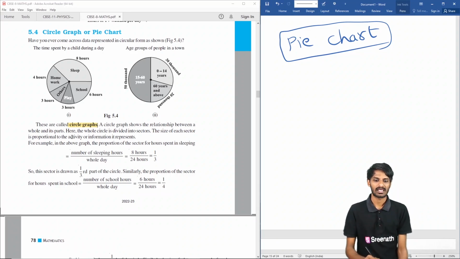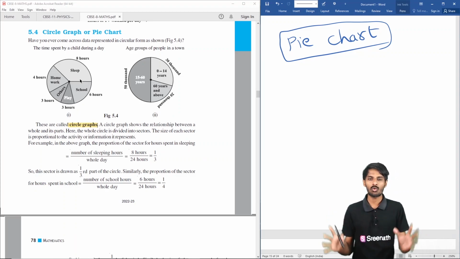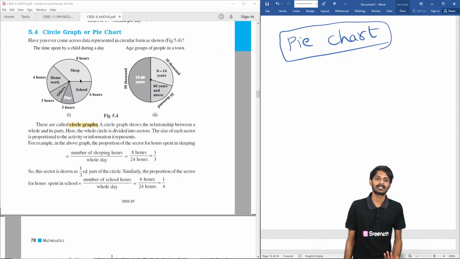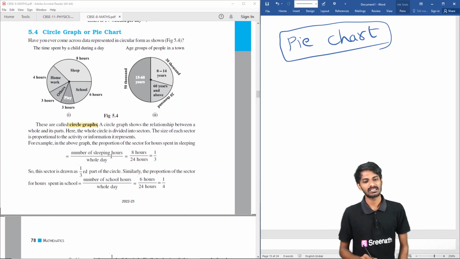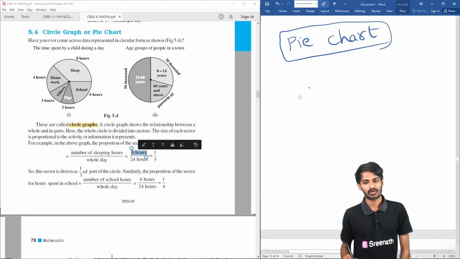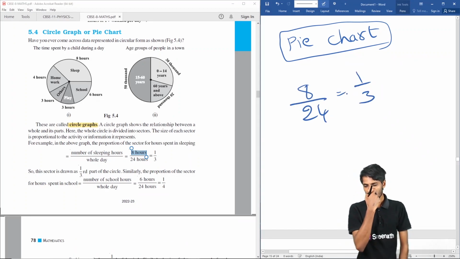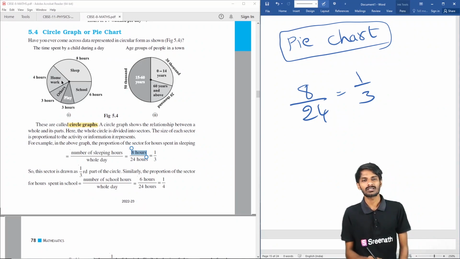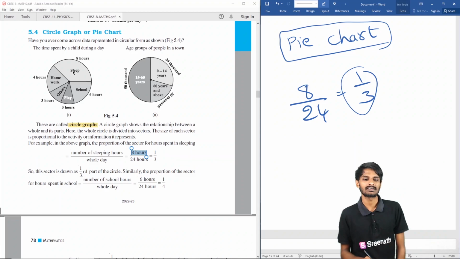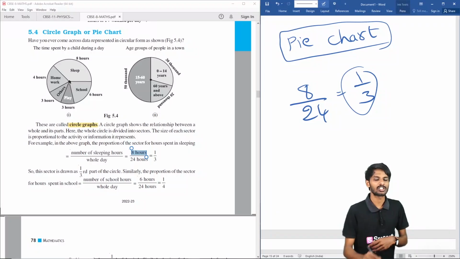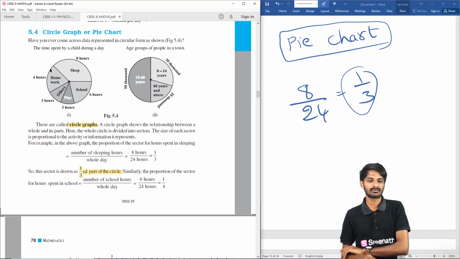Suppose, for example, the proportion of the sector for hours spent sleeping. Out of the total hours, how many hours did she spend sleeping? The number of sleeping hours is 8 hours, and the total hours is 24 hours, which is 1/3. So in the whole circle, 1/3 part of the circle is represented by the sleeping sector, like that, students.